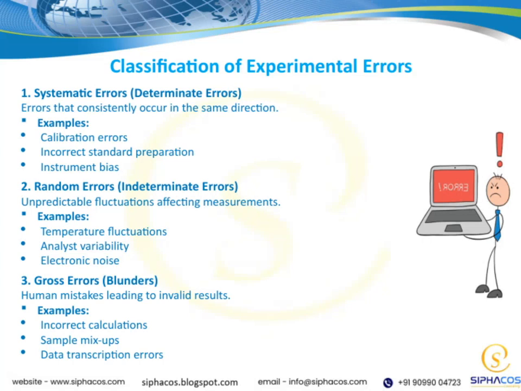When we talk about experimental errors, they fall into three main categories. First, systematic errors. These are consistent mistakes that push results in the same direction every time. Think calibration issues or instrument bias. Next, random errors. These are unpredictable, caused by things like temperature changes or slight differences in how an analyst works. Finally, gross errors. These are human blunders, like mixing up samples or making calculation mistakes, which can completely invalidate results. Understanding these helps us improve accuracy.